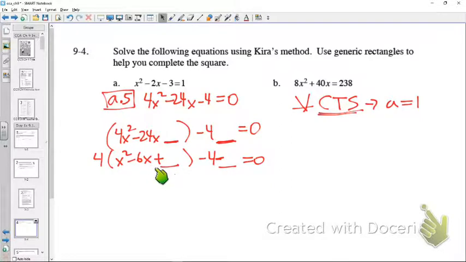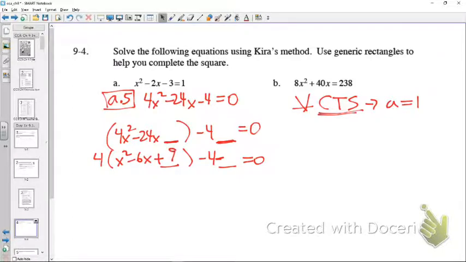So here's where it gets tricky. It's not finding C that gets tricky. It's actually after you find C, what do you do? Because most of you probably think, oh, this is easier, Mr. Kim. We're just going to plus 9 minus 9. And that's not the case. All right? We're going to plus 9 here like we normally do because half of negative 6 squared, right, is negative 3 squared, which is 9. So we're going to place the 9 here.